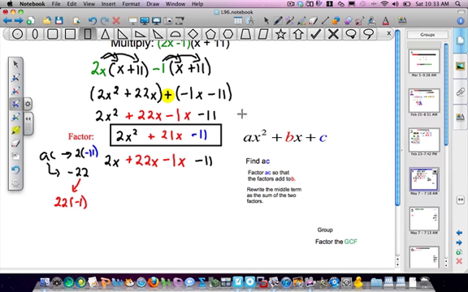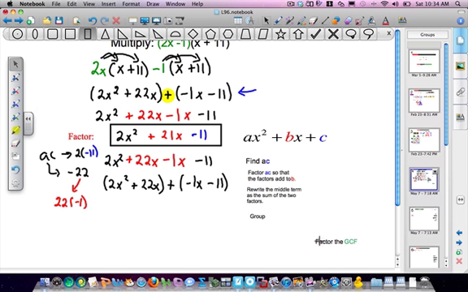Now notice that this line looks exactly like the line from the multiplication process, and that makes sense because we are reversing the distributive property. So the next move will be to group the two factors together. So let's group the first two factors together, and that yields 2x squared plus 22x plus the sum of negative 1x and negative 11. And that brings us to the second line of the multiplication process.